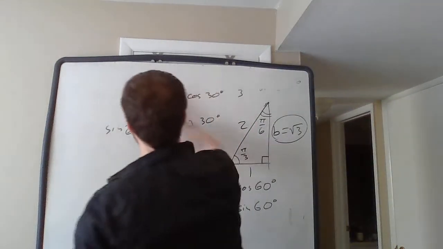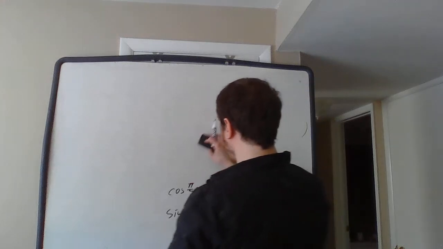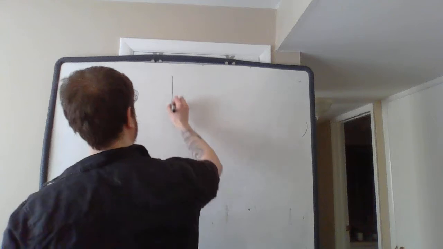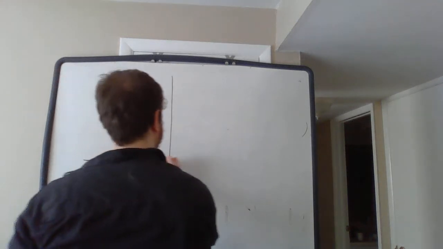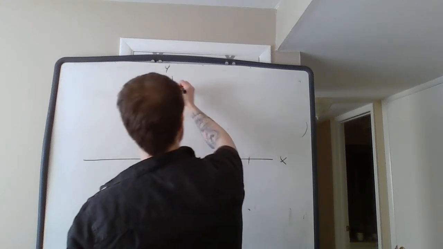All right, so let's go ahead and make a big unit circle, and we're going to start labeling some angles on it. This is going to have to be as big as I can make it because we're going to put a lot of information on this thing.